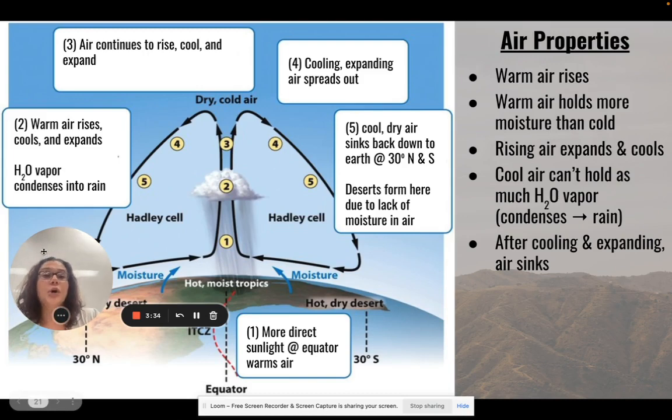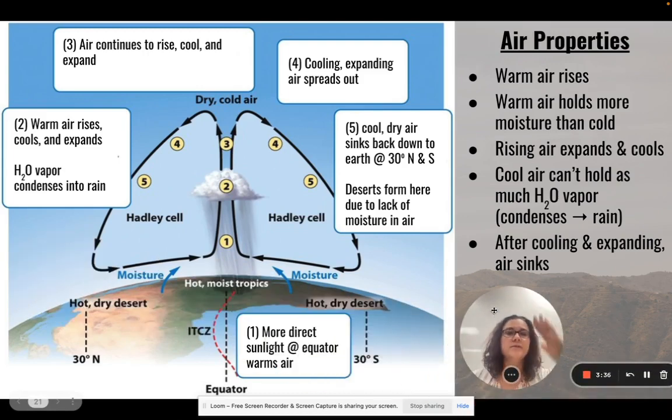We're going to take into account all those air properties that we just talked about. So I'm over on the right here, right? Warm air rises. It holds more moisture than cold air. But as air expands, it cools. We know that cold air can't hold as much water vapor. And after it cools, it's going to start to sink.